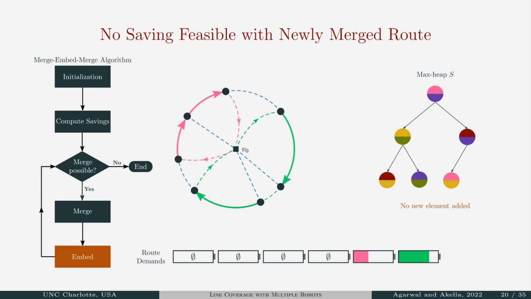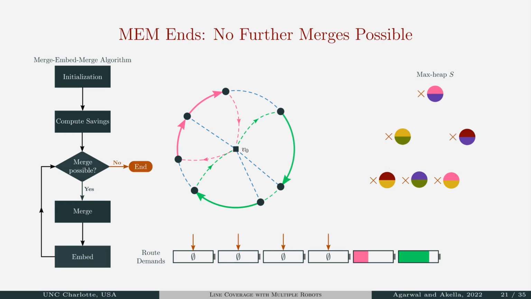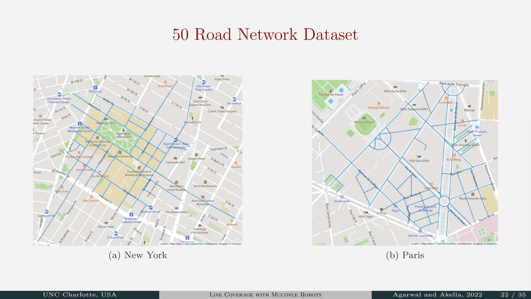Now we come back to the embed step. Merging pink and green routes is not feasible as it would exceed the capacity of the robot and violate the resource constraint. Thus, no new element is added to the heap. All elements are extracted from the heap and no new merge is possible. The algorithm terminates.